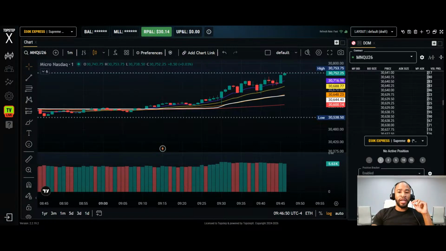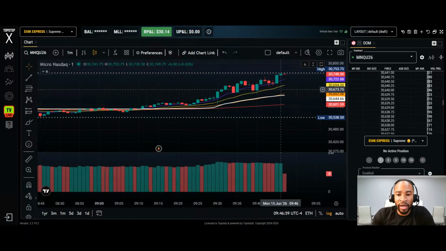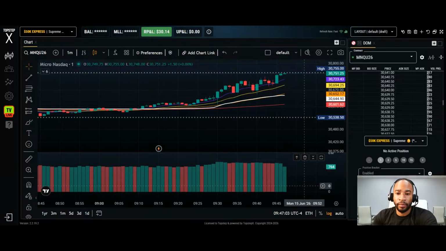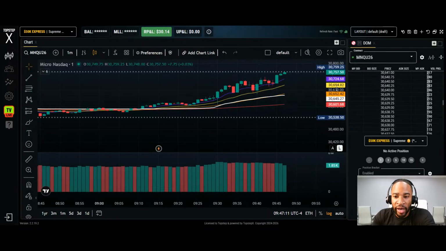And the thing about today, you could have also went long, and you could have played the 50 EMA bounce. So you could have purchased near the 50 EMA and rode the move back up towards the upside. So far for the day, I'm only up about $30.14. At one moment, I was up about $100, but I gave some profits back with tight stop losses in place. The market's still moving towards the upside.